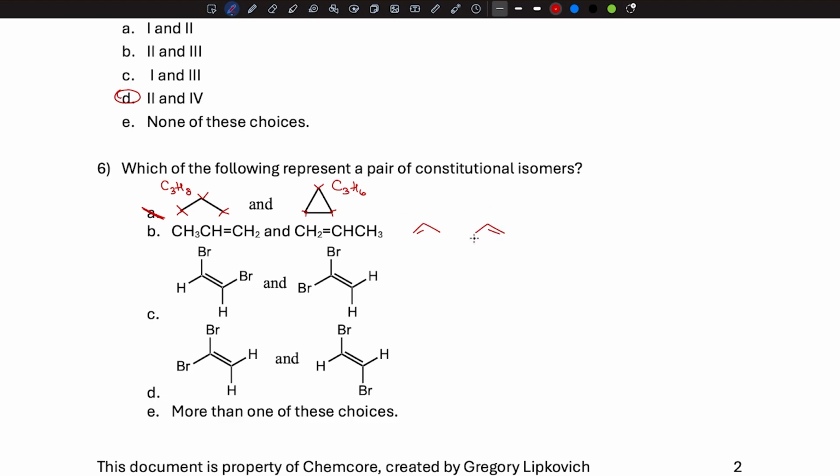Now realize that these are not isomers. They're literally the same compound, just flipped over. And so we can't say that these are constitutional isomers. The next structures, they drew it out for us, and so we can just consider it like this.